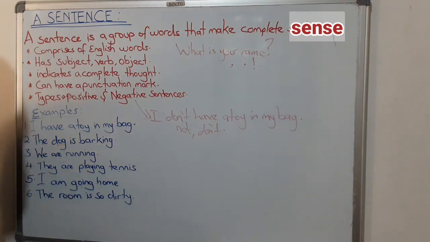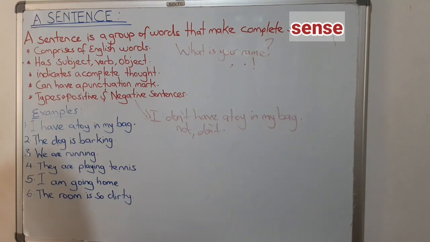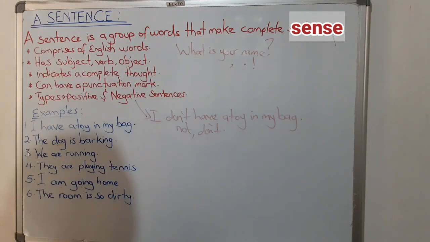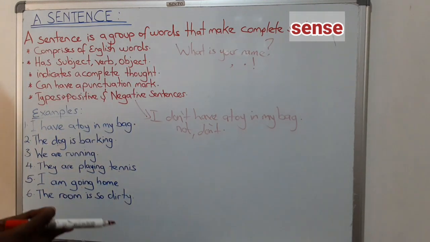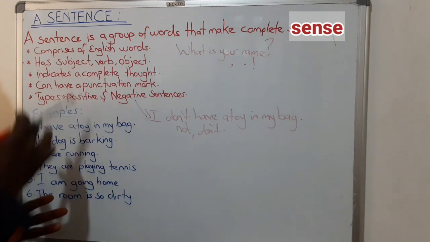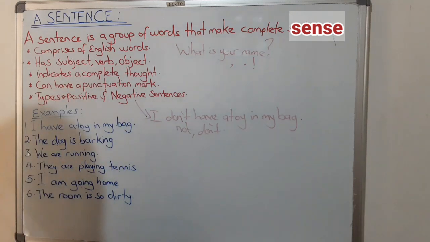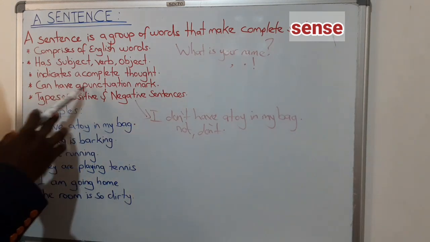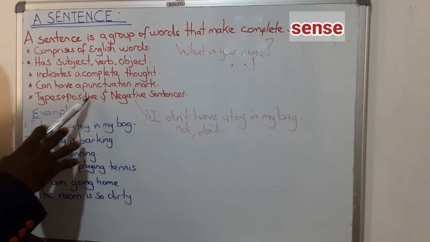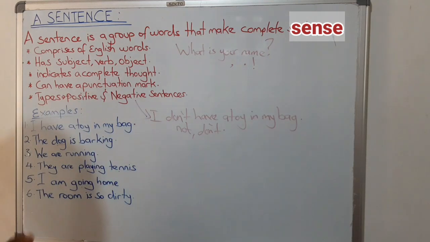But today, hope you've understood what a sentence means in English. Once again, it's a group of words. When joined together, they make sense. A sentence comprises English words. It has subject, verb, and object. It indicates a complete thought of what you are trying to talk about. It can have punctuation marks, as I've earlier told. Sentences can be positive and negative in the English language.